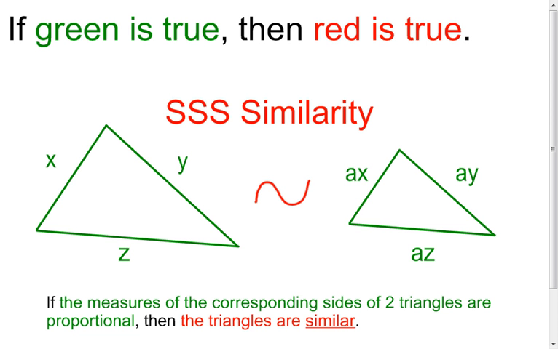Now this one's referred to as the SSS Similarity. Be careful with this one. Don't confuse this with the congruence one, because this one just says that the 2 triangles are similar. The other SSS says that the triangles are congruent. There's a difference.